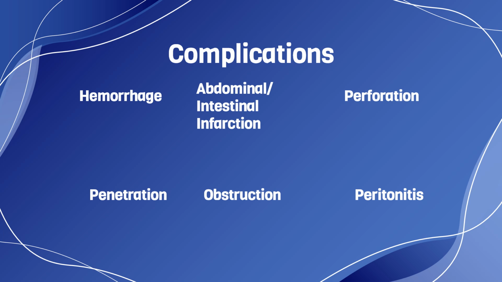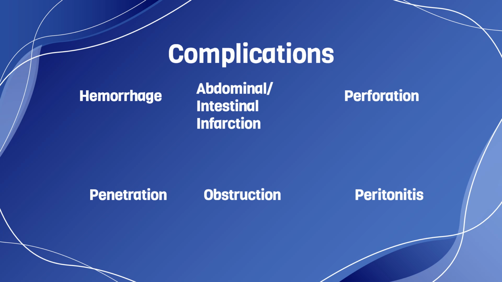Abdominal or intestinal infarction, so where the stomach muscle is dying off because of inadequate blood flow, or intestinal muscle is dying off because of inadequate blood flow. The ulceration has eaten through the vein and the artery. The patient is bleeding into their stomach, and there's no blood flow going to the muscles because the blood is being diverted into the stomach through a hole.